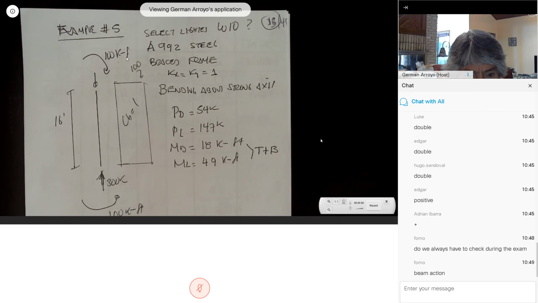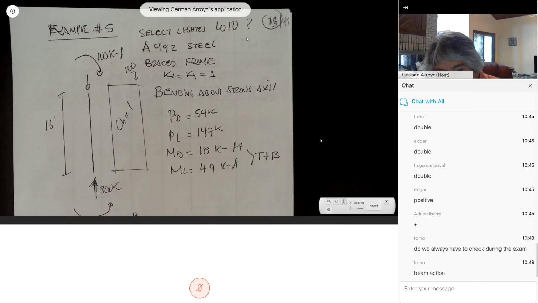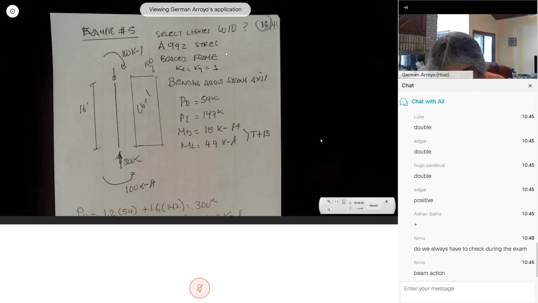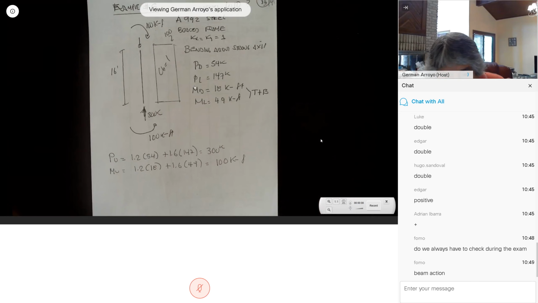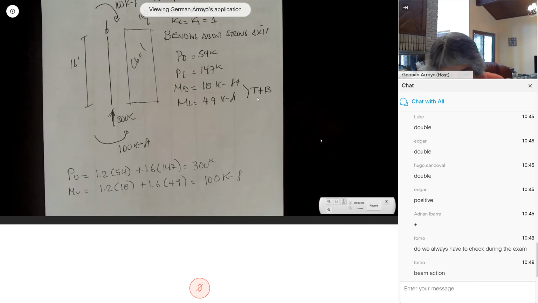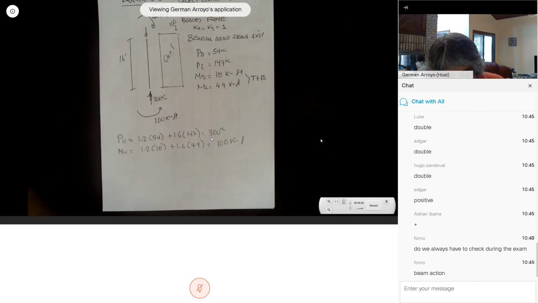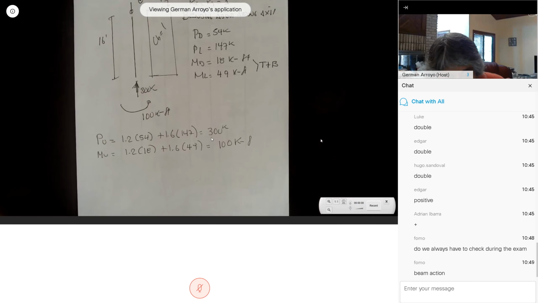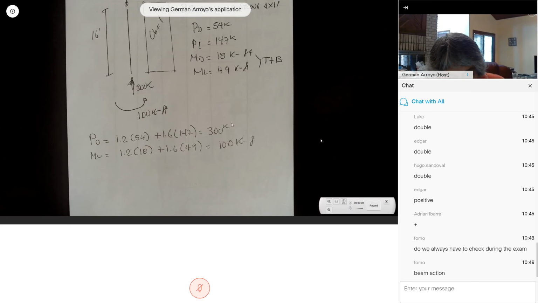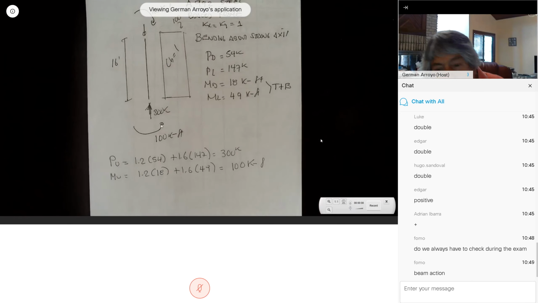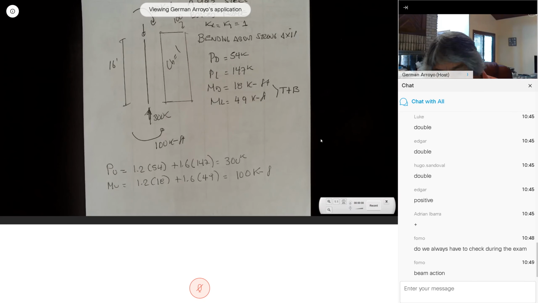We are out of time, but let me tell you. We have to select a W10, and we had the dead and the live load. This means top and bottom moment. So I factor this, and the axial load is 300 and the moment 100. You can see that this moment produces single curvature, and this constant C sub B is equal to. On Monday, I'm going to continue solving this problem.